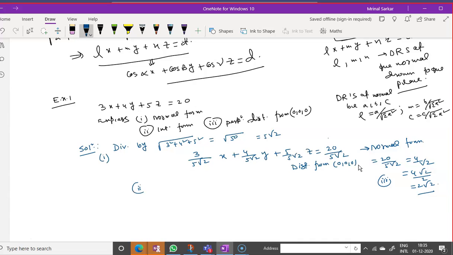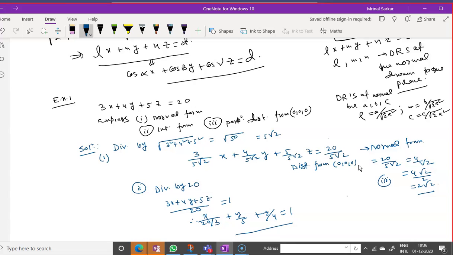Number 2 is very easy, like a straight line. Ax plus by equal to c was given, you divided both sides by c and you got the intercept form. In the same manner we will get it here. For intercept form, divide both sides by 20. We have 3x plus 4y plus 5z by 20 equal to 1, so x by 20 by 3, y by 5, z by 4 equal to 1. 20 by 3 is the x-intercept, 5 is the y-intercept, and 4 is the z-intercept.